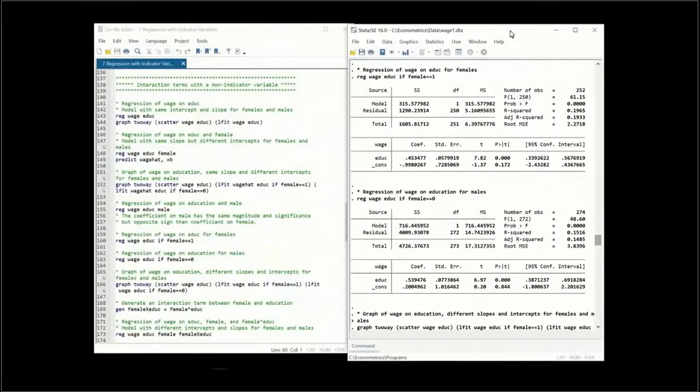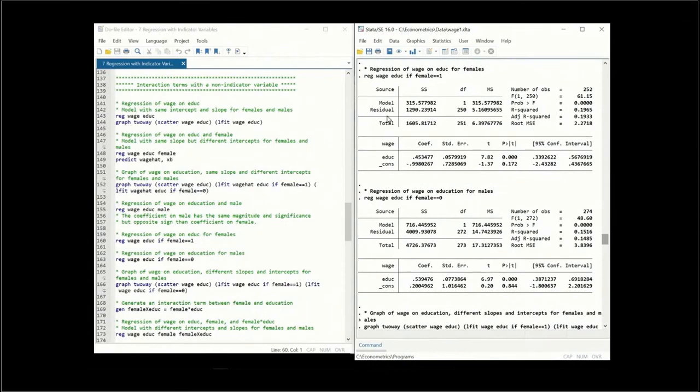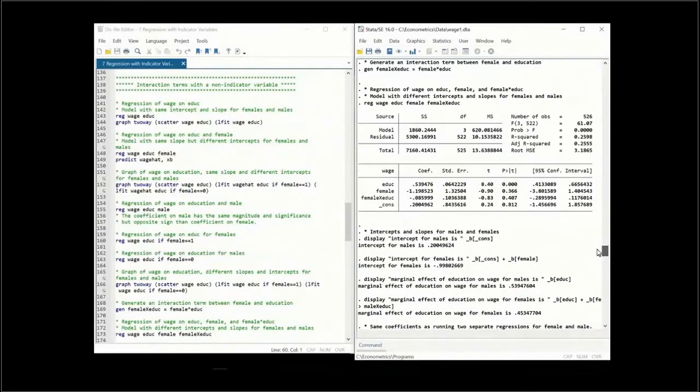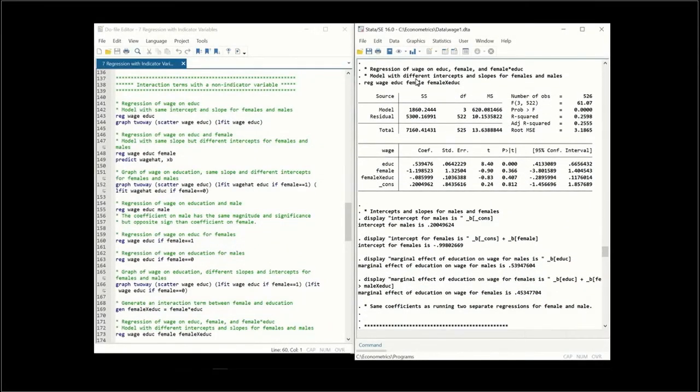Okay, so now let's think about how we can do it using regressions. We can generate a variable called female times education; we just multiply these two. And now we run a regression of wage on education, female, and female times education. What this accomplishes is that now we can have different intercepts and different slopes for males and females.